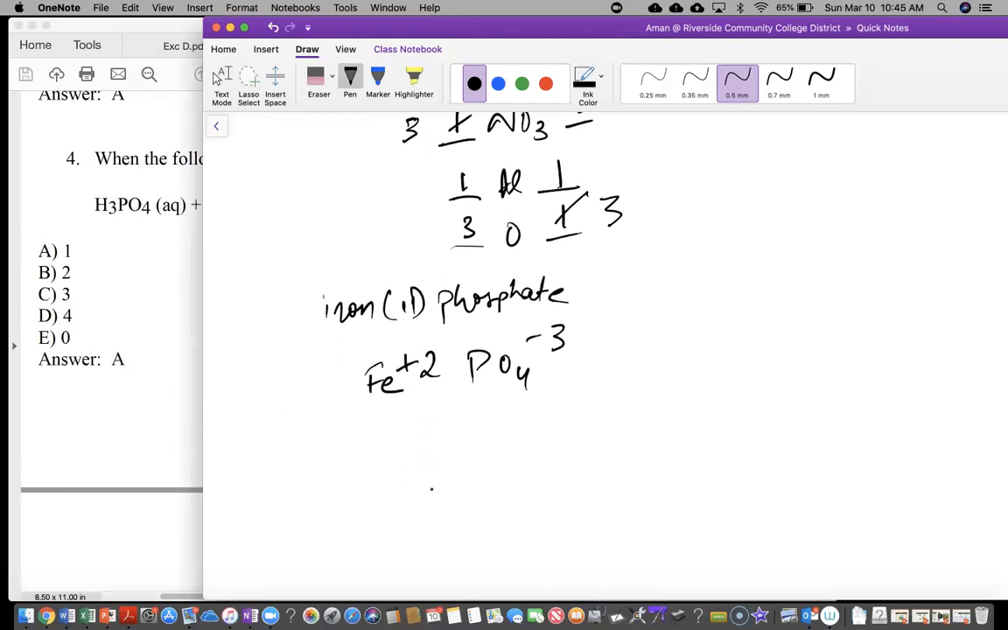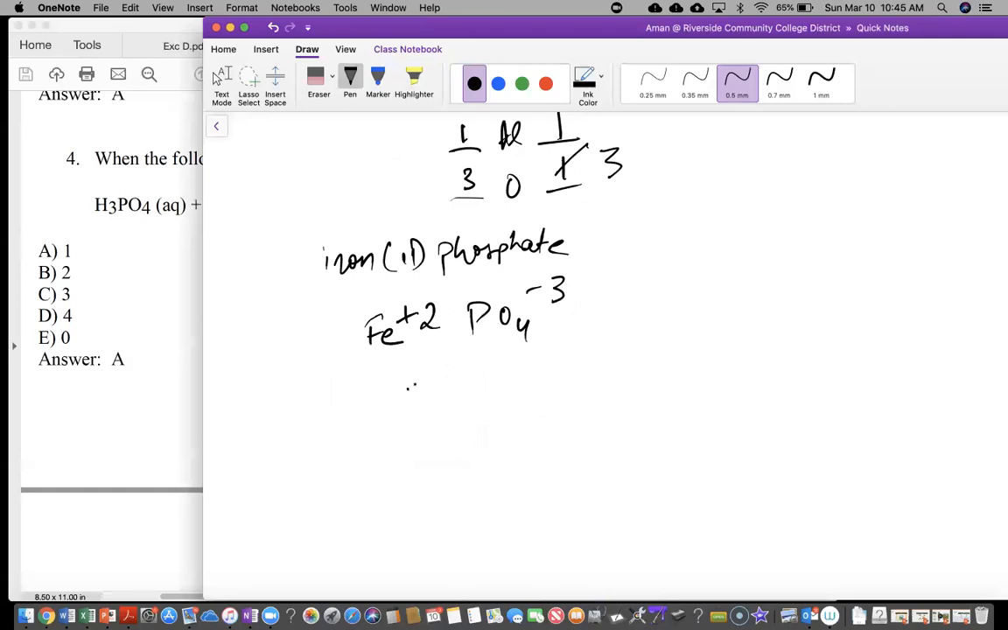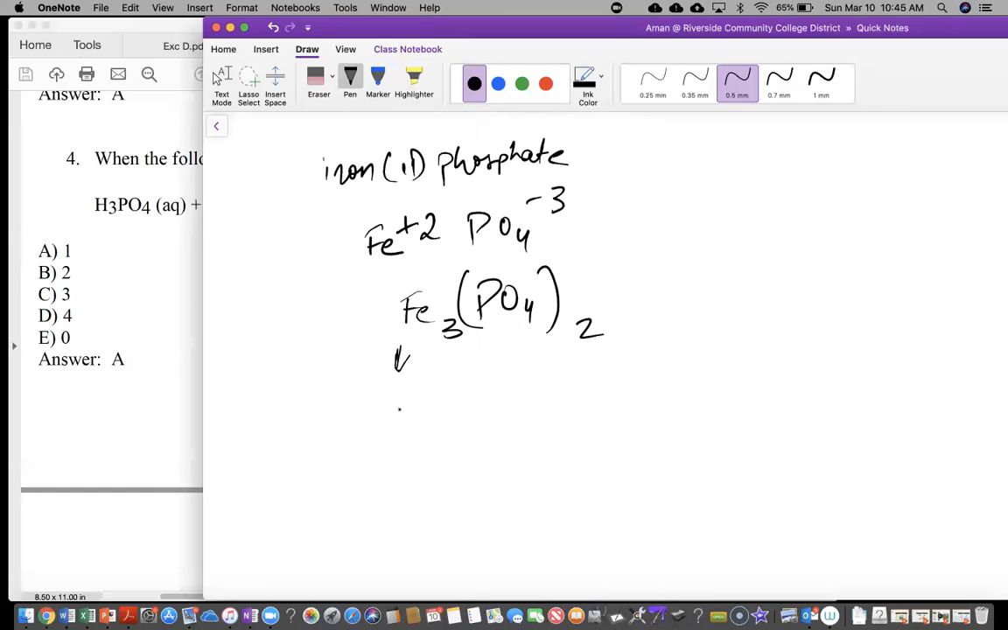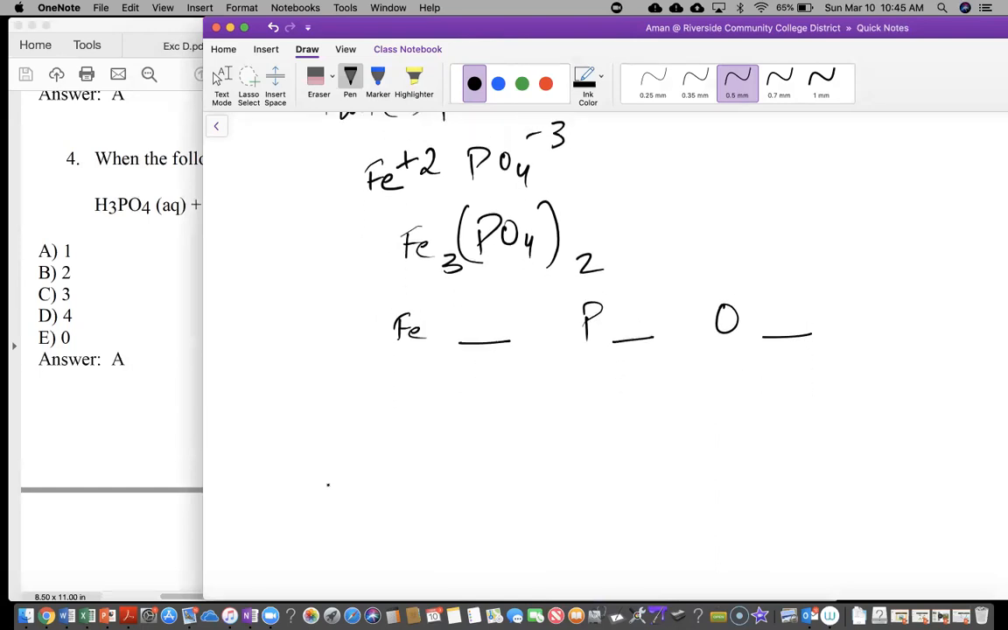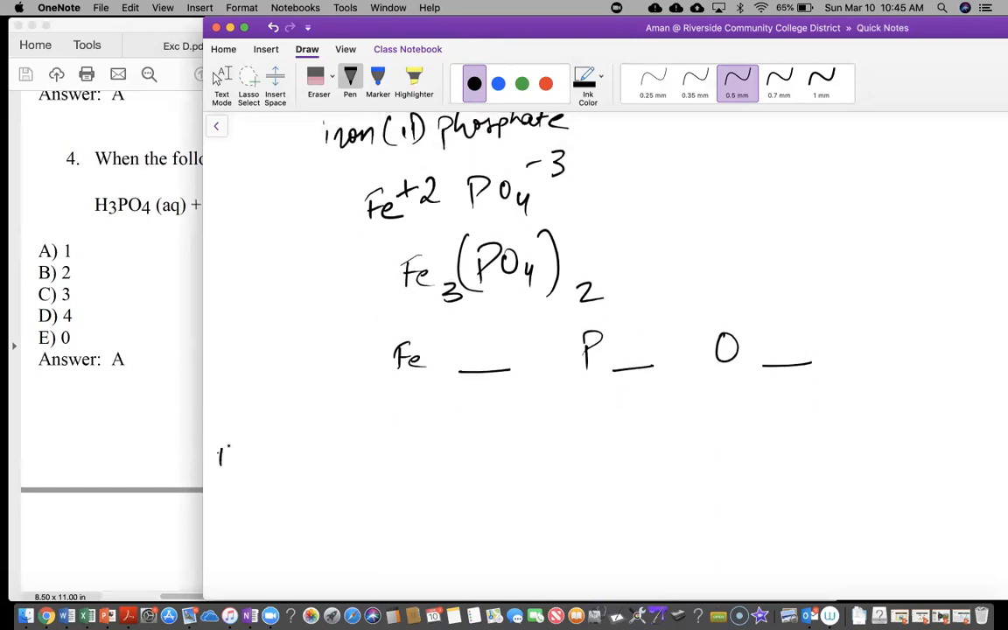So if we do the crisscross, what will be our formula? Fe3(PO4)2, with the parentheses and 2, right? Yeah. So if you want to find the percent composition, we need to find the percent composition for Fe, for phosphorus, and for oxygen, for each individual atom. That's how it has to be done. So first, guys, you tell me the molar mass of the whole thing.